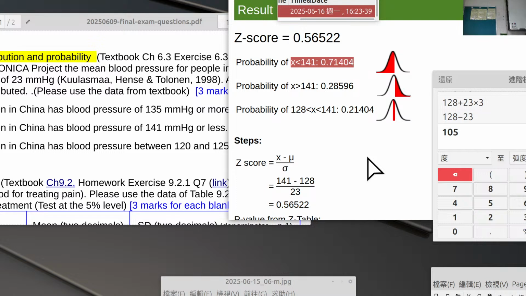Because from this line, the location is 141 on the right side of the mean. And now we need to know the probability. The probability is the area on the left side. Actually, this computer helps you a lot. In the past, when I was a graduate student, we needed to check a table, check a chart, then calculate. But now, just click, you can get the answer. So it is easier to get the answer, but you need to realize what it means. Again, the answer for the second one is 0.71401. Any question?